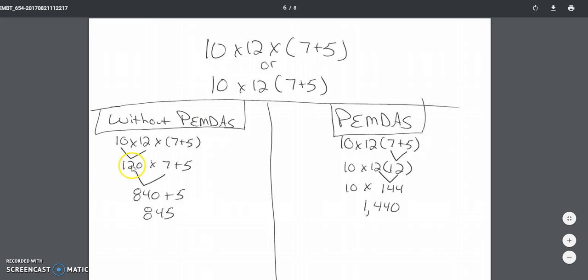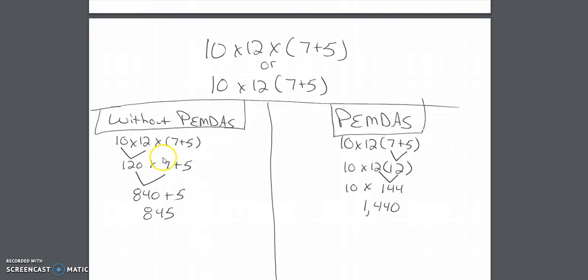times 12 is 120. Okay, I do one step at a time. I bring down what's left to do. And as I keep working it across, 120 times 7 is 840. Bring down what's left. I see 840 plus 5 is 845. Now, using the correct PEMDAS method, I have to do what's inside the parentheses first.